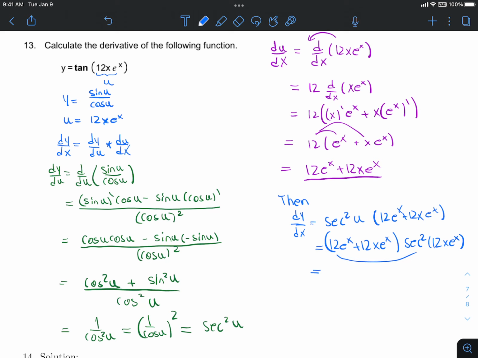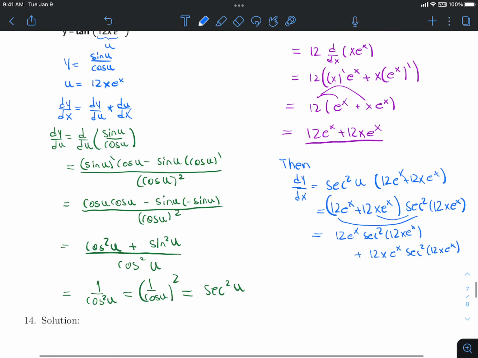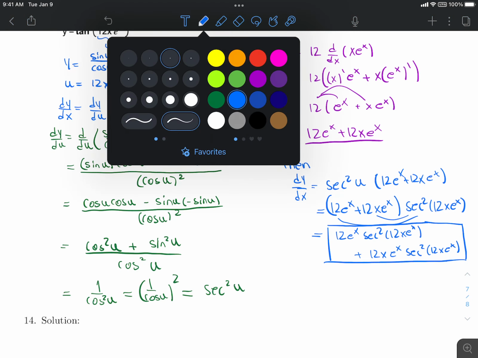And then I can use the distributive property to find my final answer as being 12 e to the x secant squared of 12x e to the x plus 12x e to the x secant squared of 12x e to the x. Some people will like this. That's okay. This is a nice looking answer, I think. Two different things adding. I'm okay with that. But some, I'll use maybe black on that.